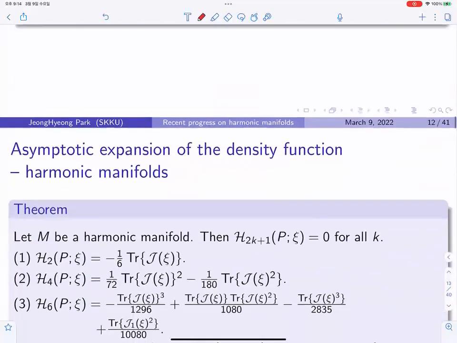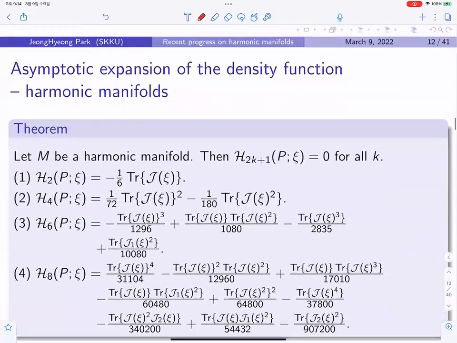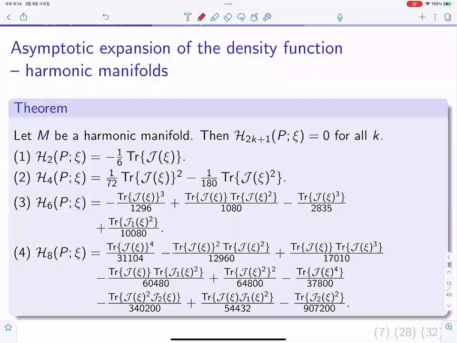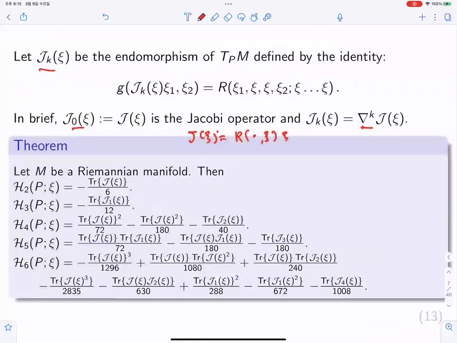Now, if the manifold is a harmonic manifold, then this is the radial function. So all the odd coefficients have to be zero and only even terms are left. If you look at the Riemannian manifold here, then the harmonic manifold does not depend on xi, only on the radius. So this has to be constant. The trace of J_xi is a constant multiple of the norm squared. So this becomes Einstein.